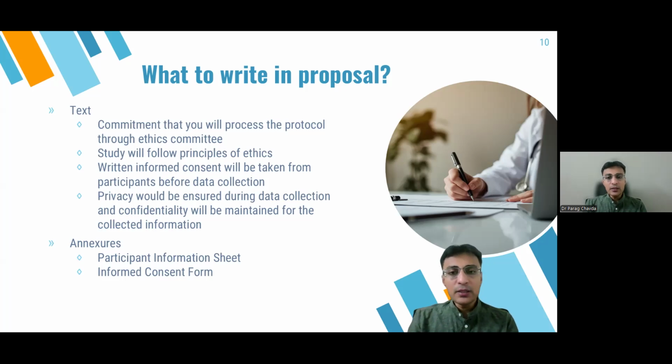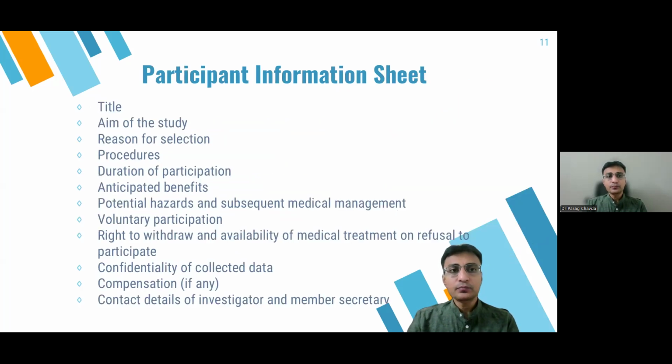So participant information sheet essentially is a document which is given to participants in the language that the participant understands. So usually it is in two versions. One version is in English, the other version is a vernacular local version. So whatever is the local language spoken by your research participants, you also have to prepare a participant information sheet in that language and provide a printed copy of the participant information sheet to your study participant.